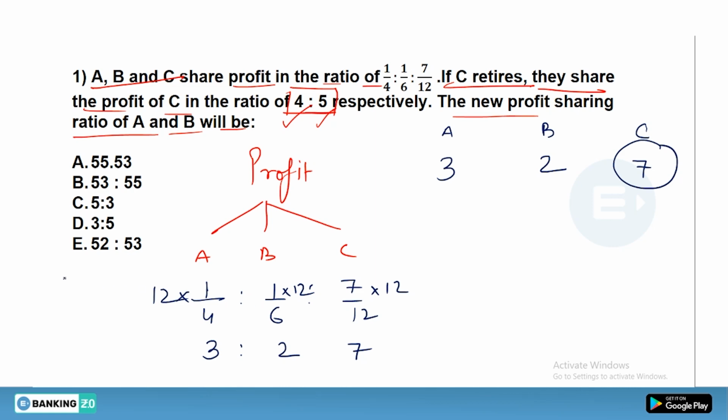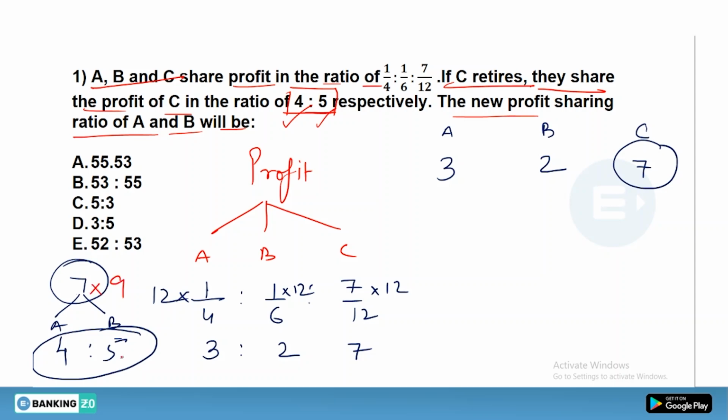All right, and this 7 part will be distributed among A and B because C has been retired, and C will distribute its share to A and B in 4:5. But as you can see, the total of 4:5 is 9, and C has got 7. That means you will get fraction values. So how can you solve fraction values? You will do nothing but equate them by multiplying with 7. Hence C will get 63.